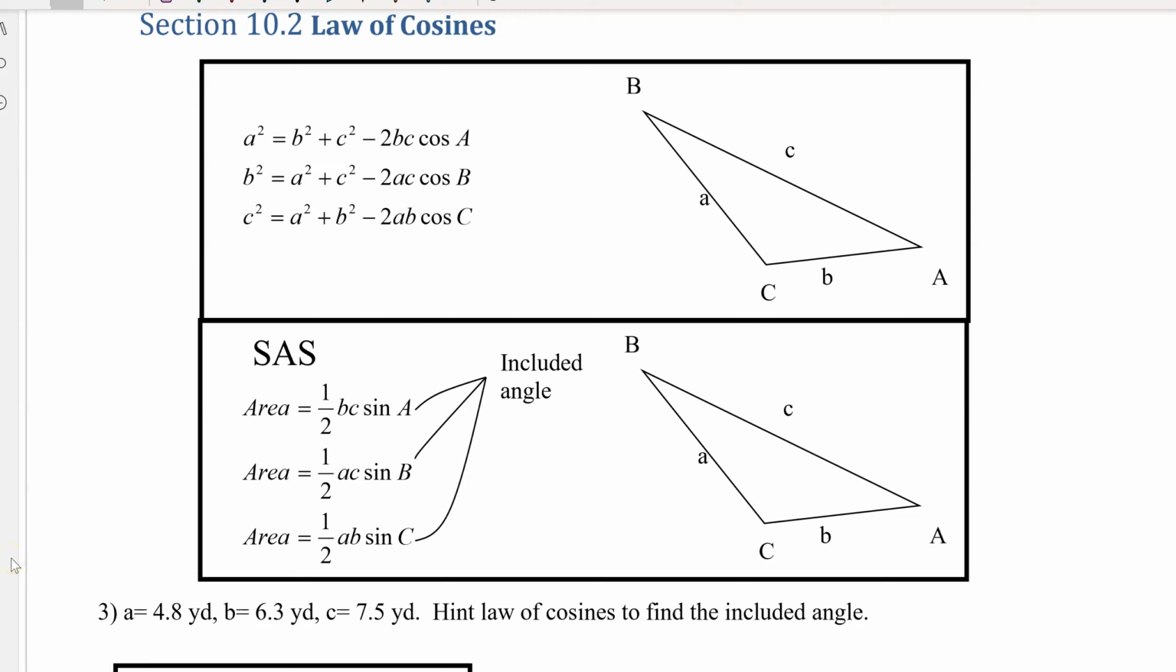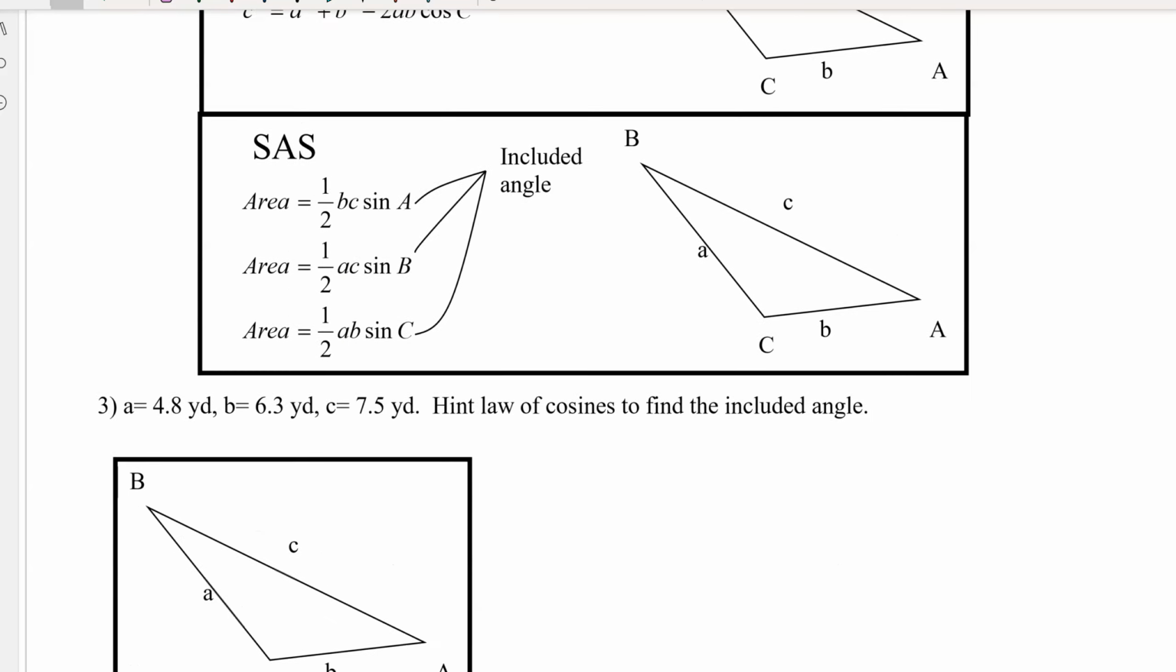Okay, so this is about finding the area of a triangle. This time we're going to be using law of cosines to find that included angle. So if you remember, law of cosines, these are our formulas. And in order to find the area, you have to have a side, and then the included angle between them. Doesn't matter which two sides, so this side, and included angle. But you need to have that SAS going on. So the side angle side.